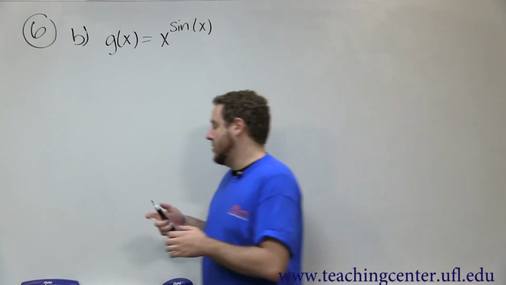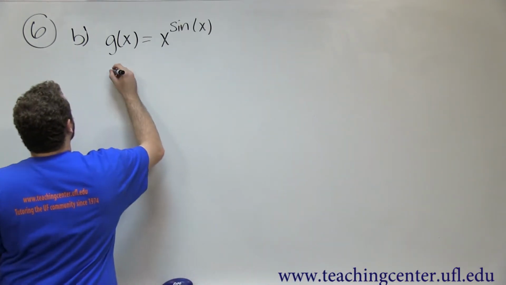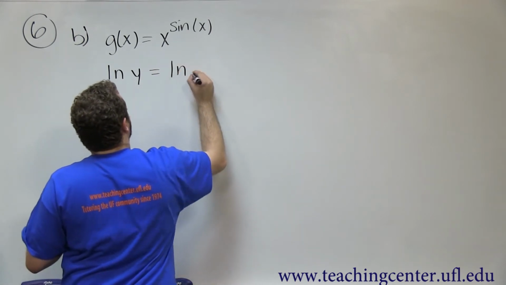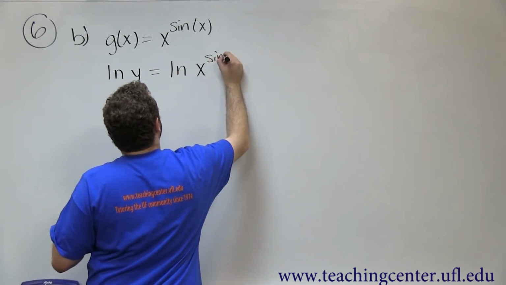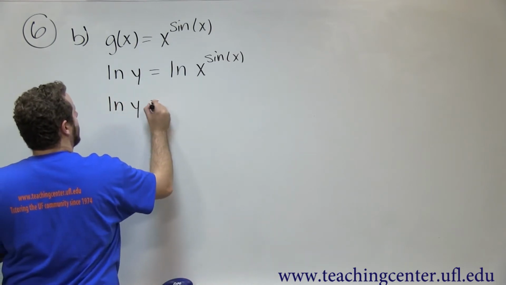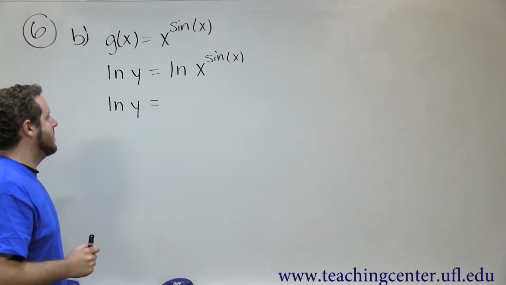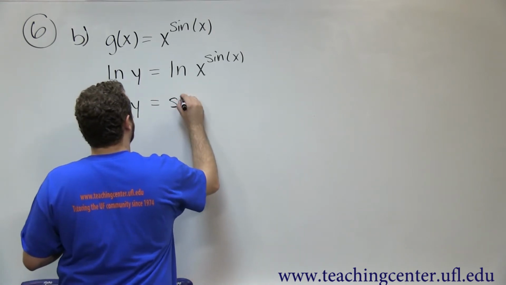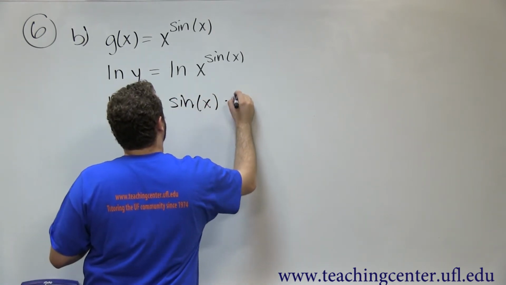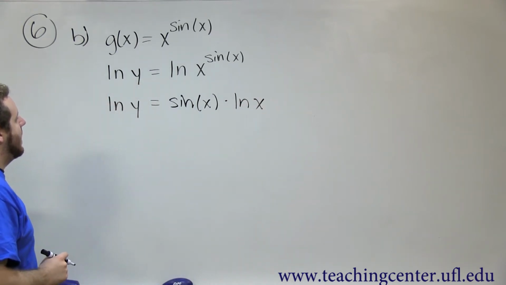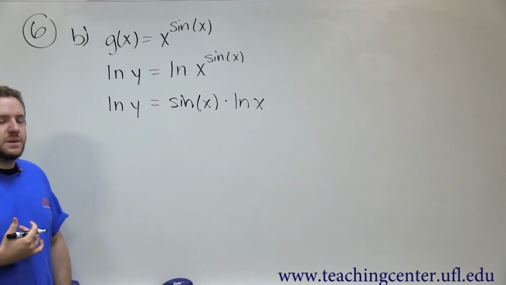So remember, for logarithmic differentiation, our first step is to take the ln of both sides. So we get ln y equals ln x to the sine of x. When we do that, we can use our log rules on our function over here to bring the power down. So we get sine of x times ln x. And now we're ready to take the derivative because it's going to be much simpler.